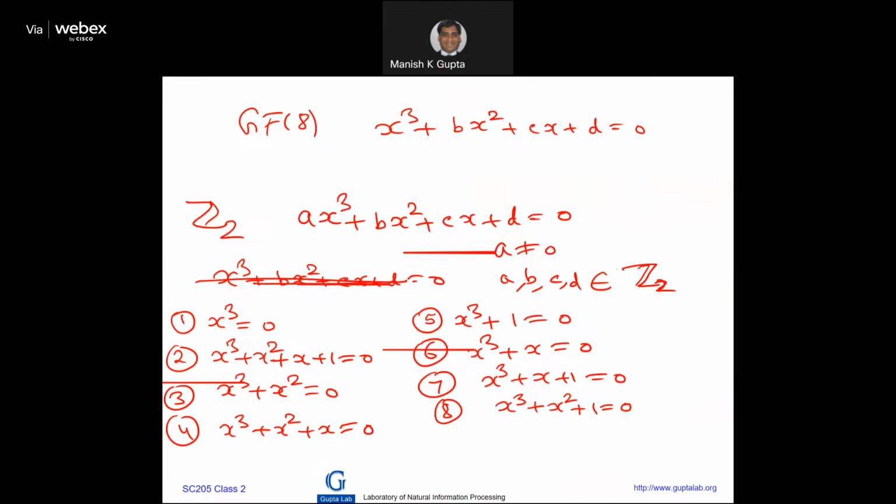What about this? Not going to work. What about this? No. What about this? Yes. So x cube plus x plus 1. If you plug in x equal to 0, it's not a root. x equal to 1, it is not a root. So this is an equation. Check the next one. Same thing. Bingo, we got 2 equations.